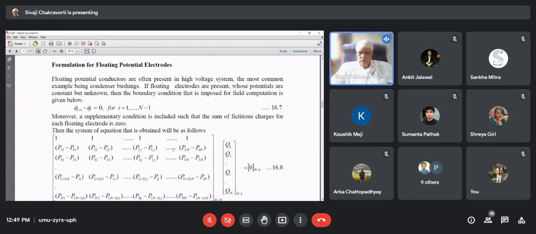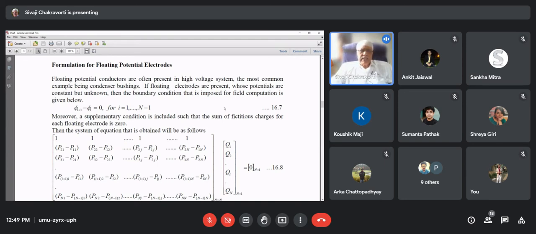By the way, have you studied condenser bushing? Yes or no? No, sir. No. Oh, this is very unfortunate. Actually, I thought somewhere in your course, condenser bushing should have been touched upon. This is so important in our practical life, irrespective of high voltage or others. Condenser bushing is the most efficient bushing in our electric power system. So these condenser bushings always have the floating potential electrode.